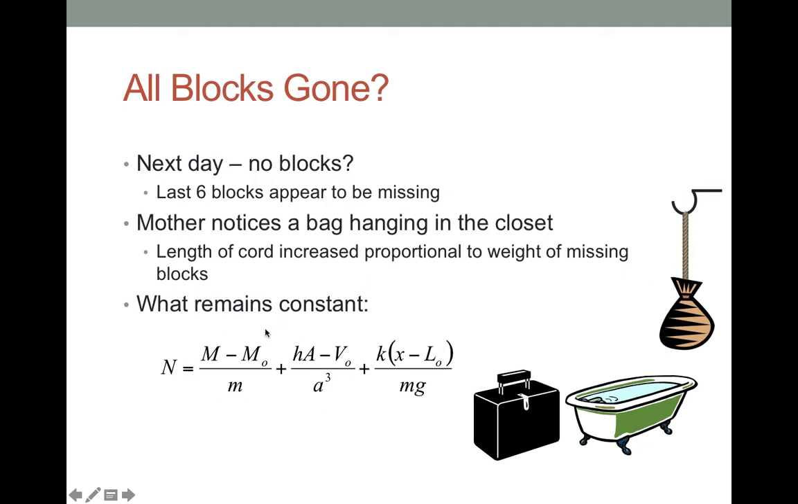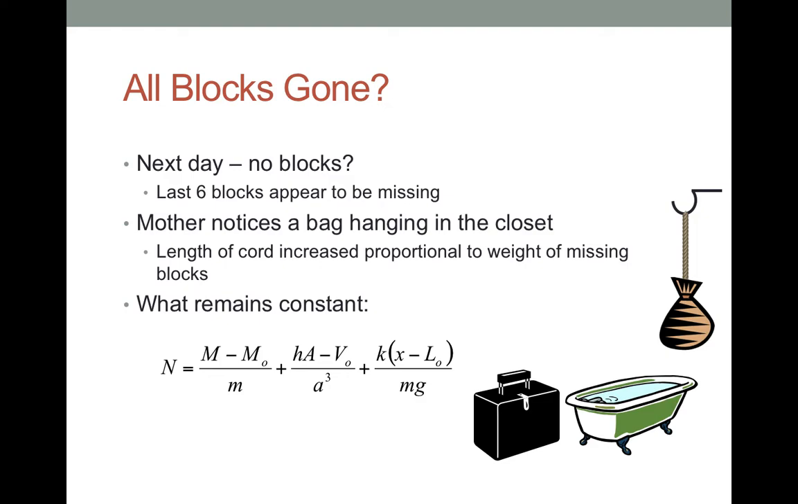plug them all into this formula to find out how many blocks are in the box, how many blocks are in the tub, and this right here is the weight required to stretch the cord divided by the weight of one block. This is the number of blocks that are in this bag right here. Add them all up, and she gets 18. 18 blocks have been accounted for.